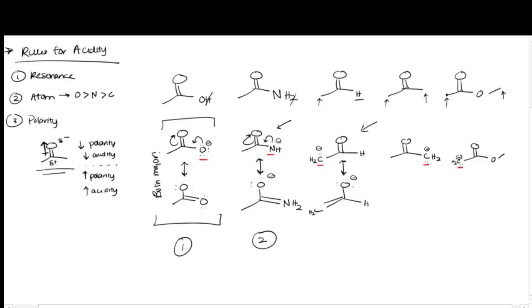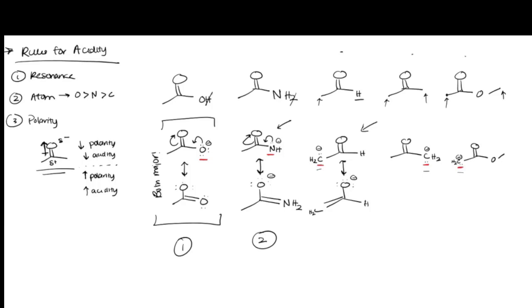When you come down to esters, ketones, and aldehydes, you can no longer rely on resonance and atoms, because we're looking at carbons, and you can't say that this carbon is bigger or smaller than the rest of these carbons. And you also know that all of these form resonance structures that form major and minor products. So you can no longer use resonance here. That leaves you with polarity.